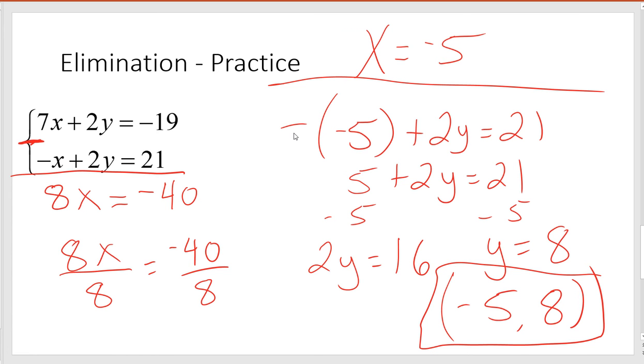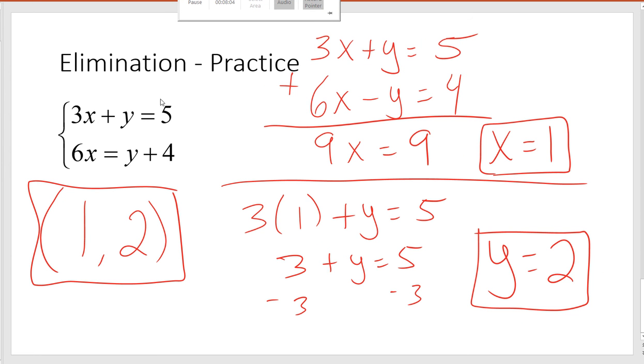The opposite of, or negative, negative 5 is positive 5. And then we subtract 5 from both sides. We end up with 2y equals 16. Solve for y, we get y equals 8. So our ordered pair is negative 5, 8. That is where these two lines intersect in the Cartesian plane.